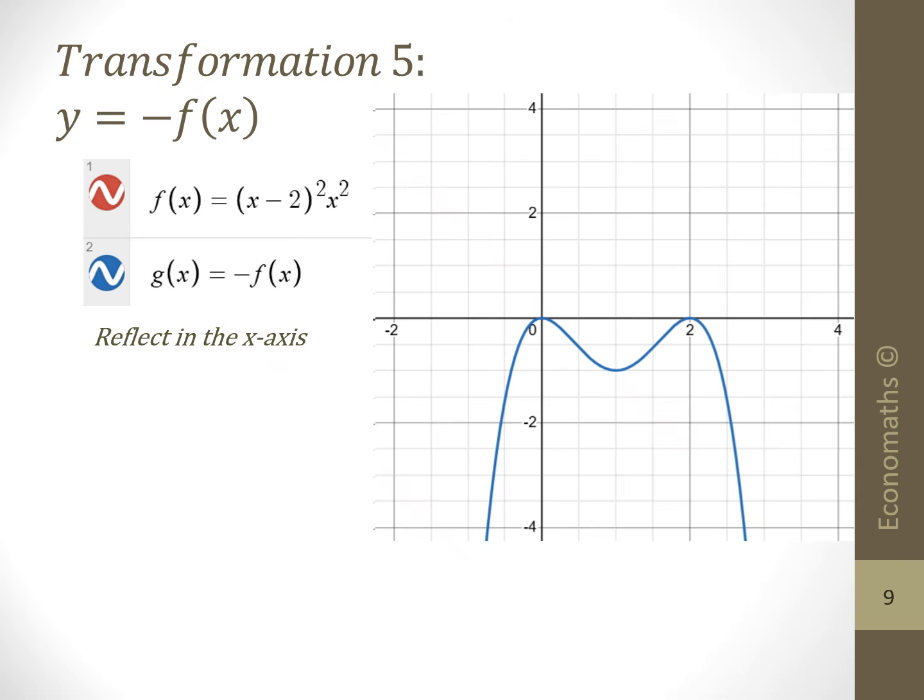After this transformation, the roots are still where they are, the x-intercepts don't change, but all of the y values get reflected. So the positive y values now become the same corresponding magnitude y values, which are now negative in sign. So it's a reflection in or across the x-axis.